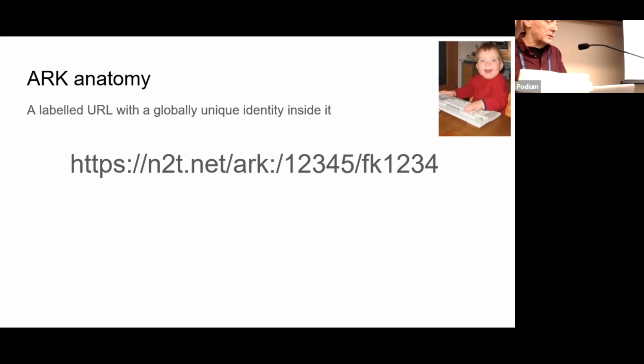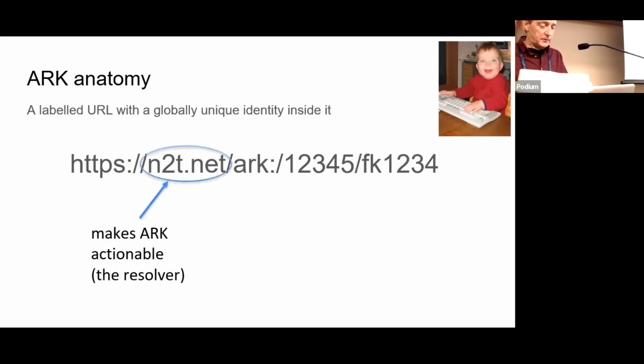So here's what an ARK looks like. At first glance, it's a URL that carries this internal label. To the right of that is the 5-digit name assigning authority number, or NAN. It identifies the organization that created the ARK. Further right is the part after that names the actual thing that the ARK is assigned to. To the left, the host name makes the ARK actionable, or something you can click on. It's also known as the resolver.